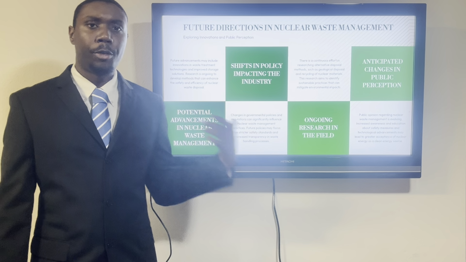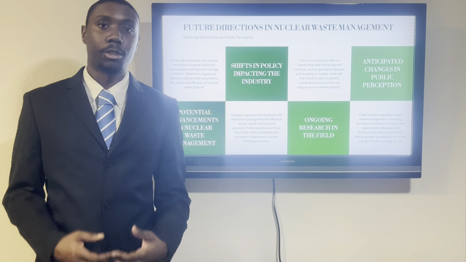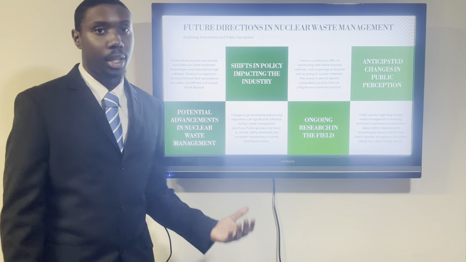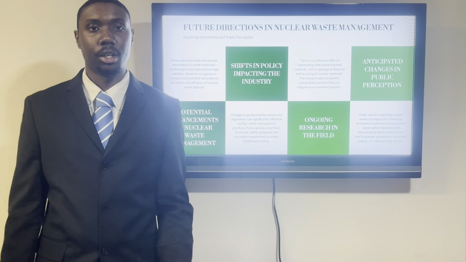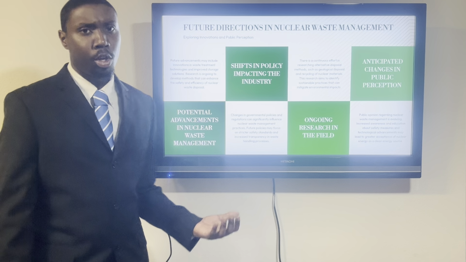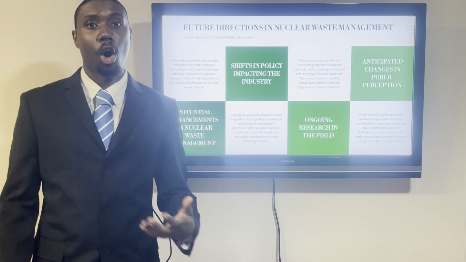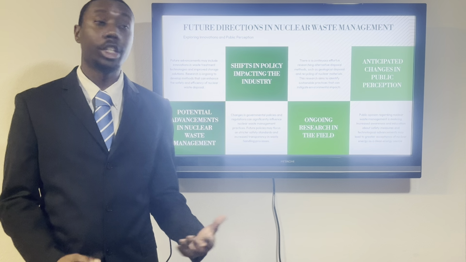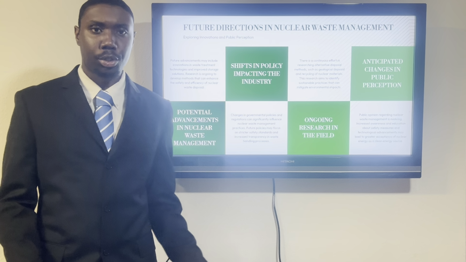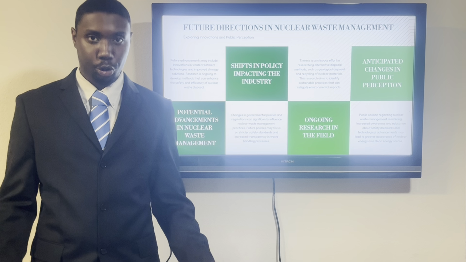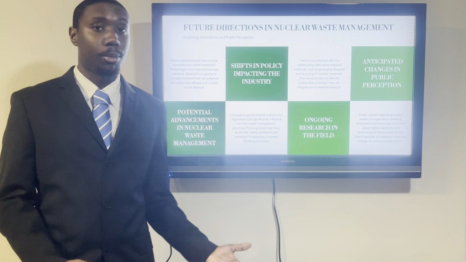So, the future of nuclear waste management is focused on advancing treatment technologies and improving storage solutions to ensure safety and efficiency. As you can see, research is exploring alternative disposal methods like geological storage research and nuclear material recycling to reduce environmental impacts.